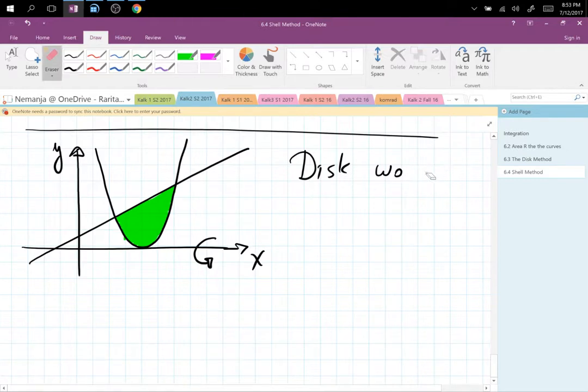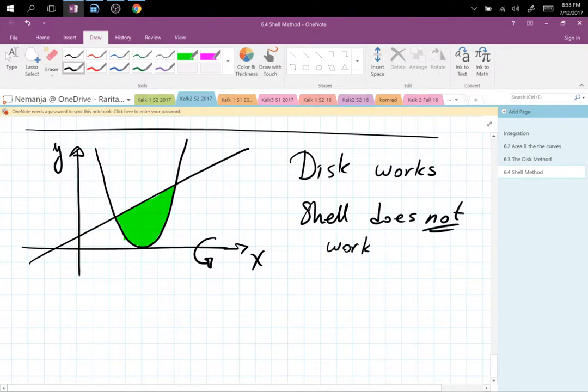Shell does not work at all. So it's not that shell is worse. Shell is impossible for this configuration. Impossible. Now, all I need to do for this problem is to put rotation on y. Disk is impossible.